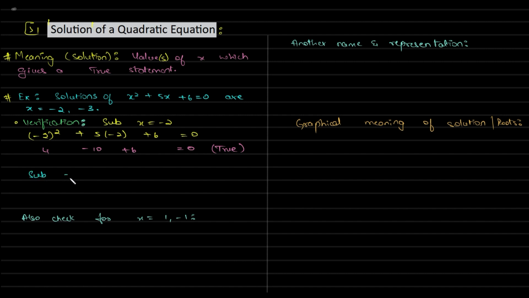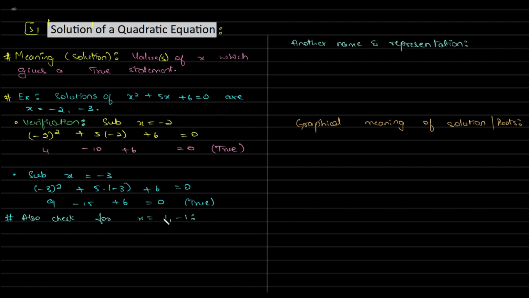Now x is equal to minus 3. Minus 3 the whole square plus 5 times minus 3 plus 6 is equal to 0. 9 minus 15 plus 6 is equal to 0. 15 minus 15 is 0. This too is a true statement. So these two values give true statements.